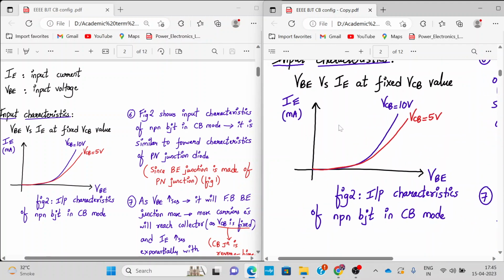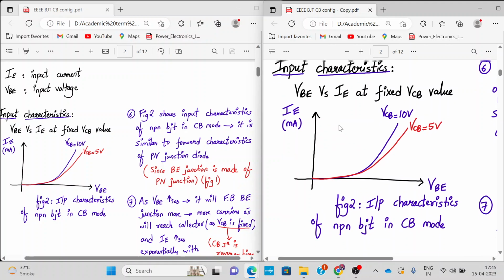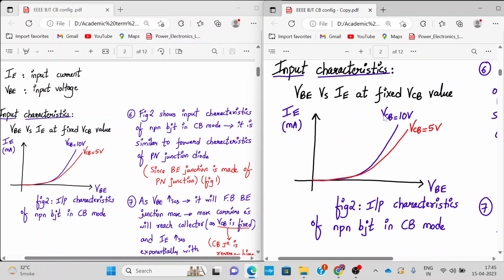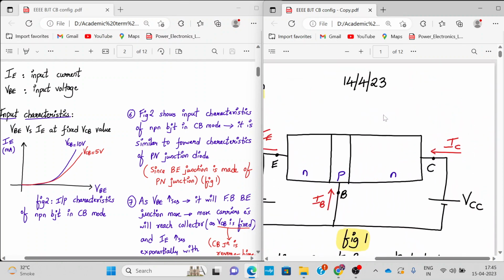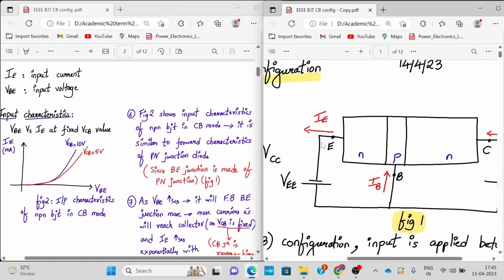Here we have the input characteristics for the common base configuration, and one thing you can notice is that it is similar to the forward characteristics of a PN junction diode. The reason is that between the base and the emitter there is a p and n layer, acting similar to a PN junction diode. As we go on increasing the value of VBE, we are forward biasing the base emitter junction, so the current IE will flow exponentially with respect to the increase in VBE because of the diffusion process.